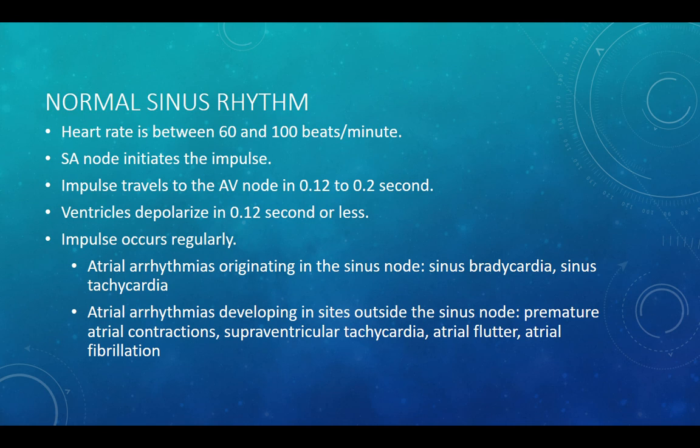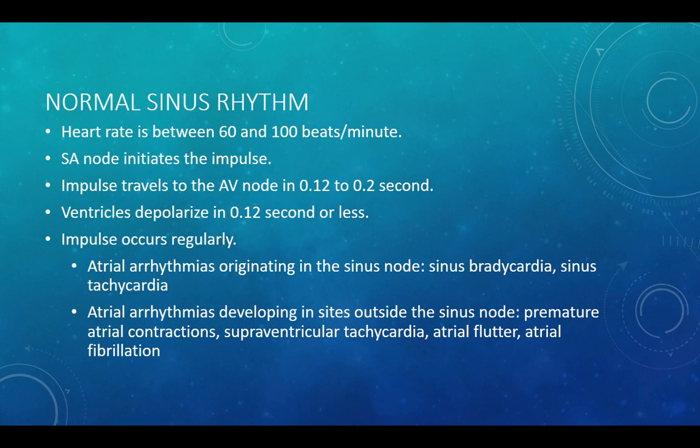Normal sinus rhythm, heart rate is between 60 and 100 beats a minute. It comes from the SA node, which is the pacemaker of the heart. It initiates the impulse. The impulse travels down to the AV node in about 0.12 to 0.2 seconds. Ventricular depolarization in 0.12 seconds or less.